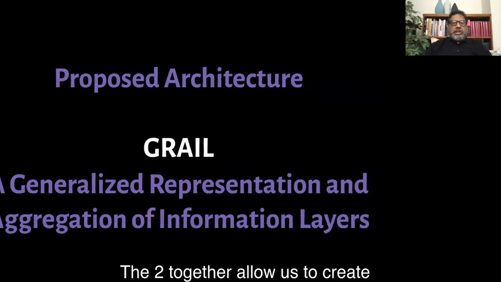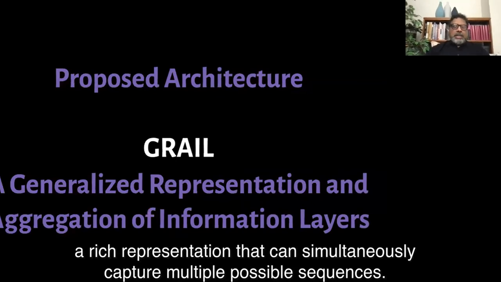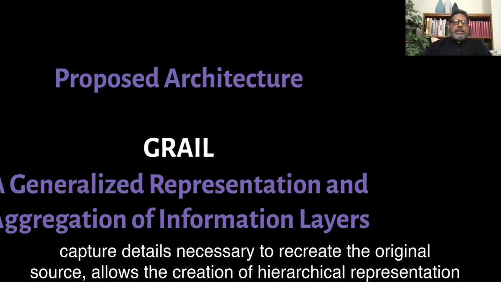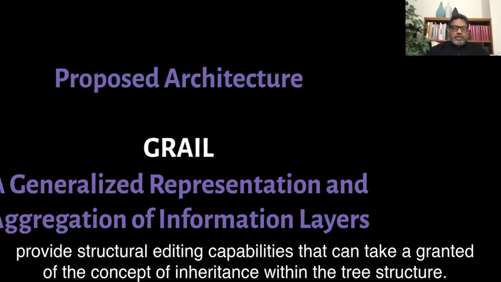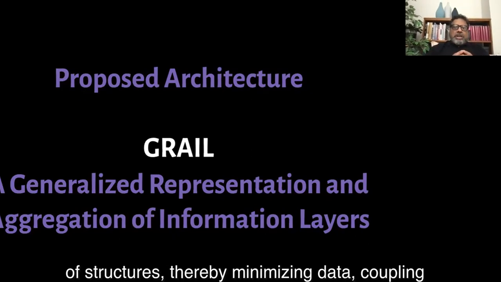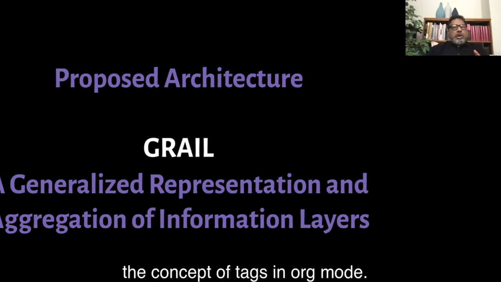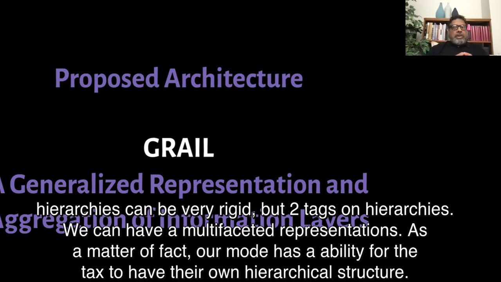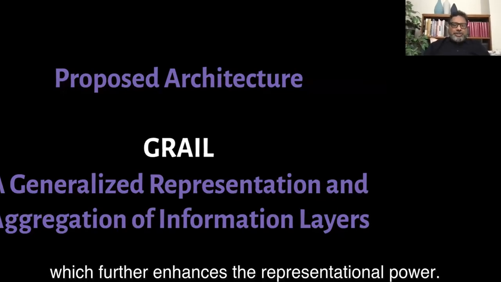The two together allow us to create a rich representation that can simultaneously capture multiple possible sequences, capture details necessary to recreate the original source, allow the creation of hierarchical representation, and provide structural editing capabilities that can take advantage of the concept of inheritance within the tree structure. Together, they allow local manipulations of structures, thereby minimizing data coupling. The concept of tags in org mode complements the hierarchy part. Hierarchies can be very rigid, but through tags on hierarchies, we can have multifaceted representations. As a matter of fact, org mode has the ability for the tags to have their own hierarchical structure, which further enhances the representational power.